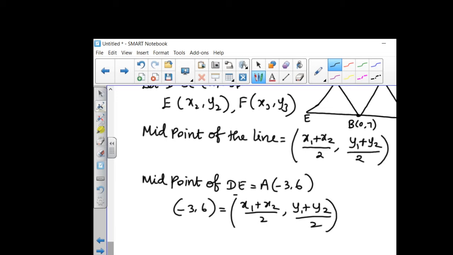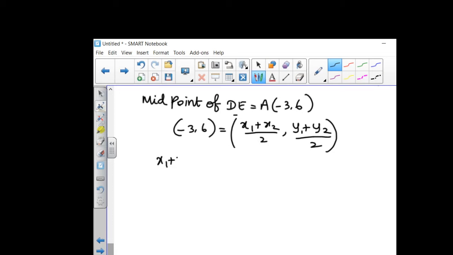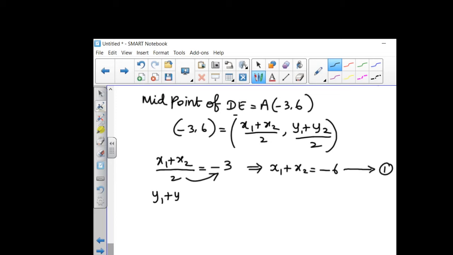Okay, then if you compare, what do you get? (x1 plus x2) by 2 is equal to minus 3. So you can take cross multiplication. So what do you get? x1 plus x2 is equal to minus 6. This is equation number 1. Okay, then (y1 plus y2) by 2 is equal to 6. So again take cross multiplication. What do you get? y1 plus y2 is equal to 12. This is equation number 2.